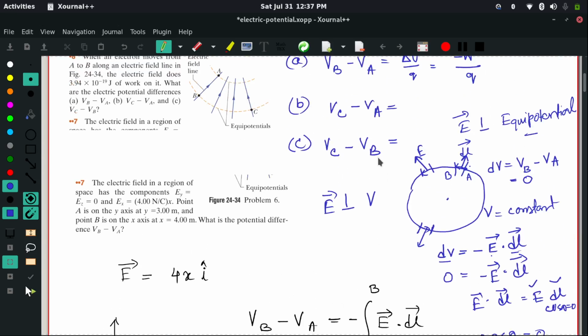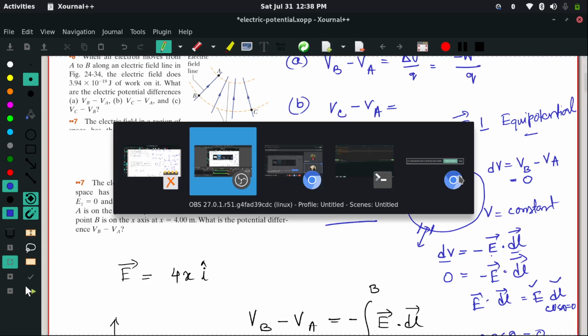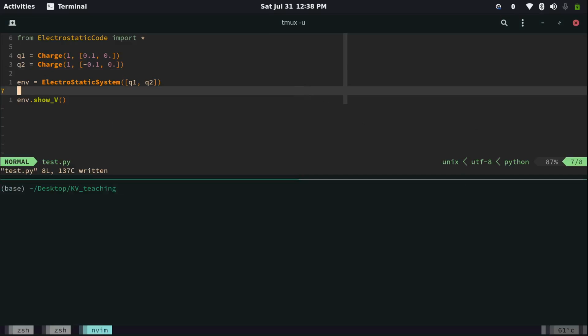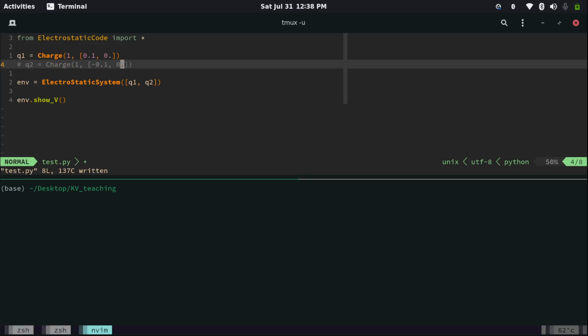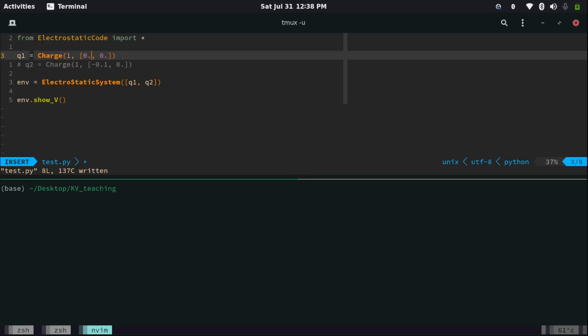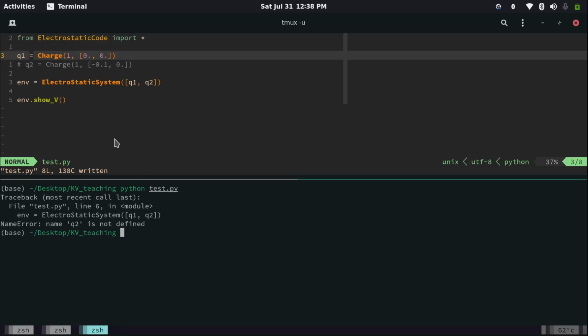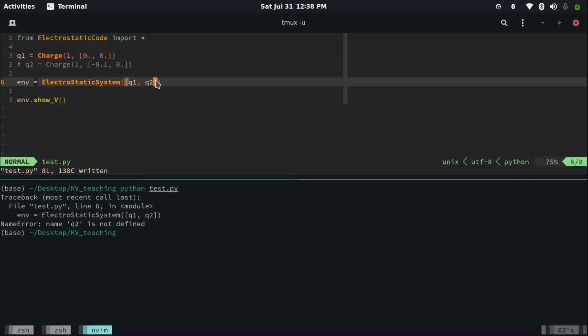To get some more idea of how the electric field and the equipotentials look, I will show you a demonstration. There is a very small program that I have written which will show you how this looks. Don't bother about how the program works, but I will show you some nice plots. Let's say we have a single charge sitting at the origin.